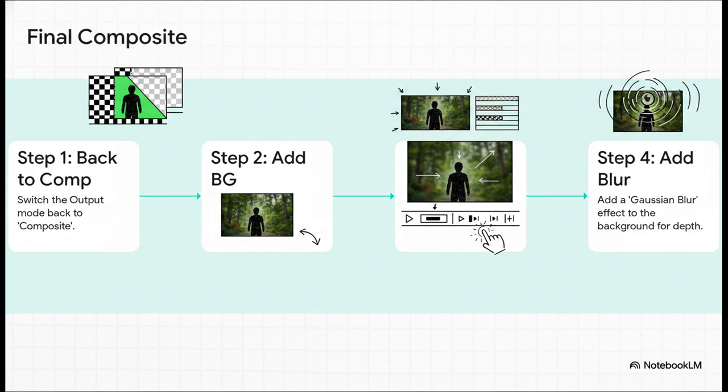Drag your new background, whether it's an image or another video, onto the track right underneath your subject. Tweak the scale and position a bit so they fit nicely into the new scene. And here's one last pro tip. Add a slight Gaussian blur to the background. This fakes camera depth of field and really sells the effect.